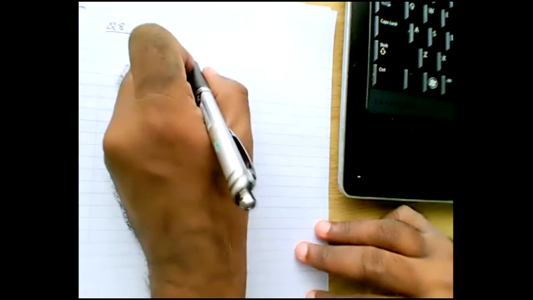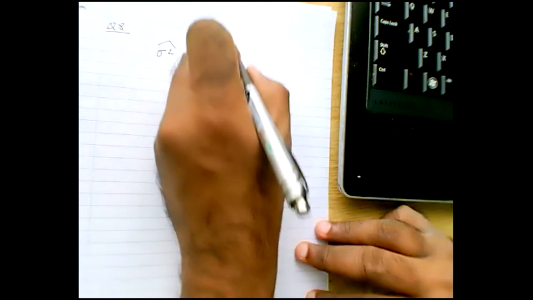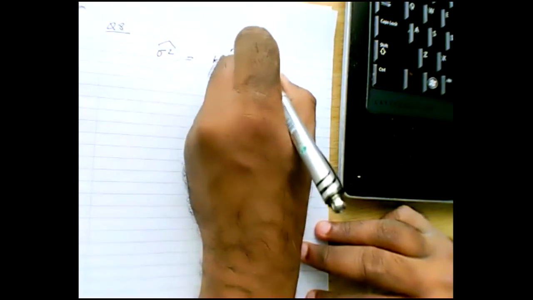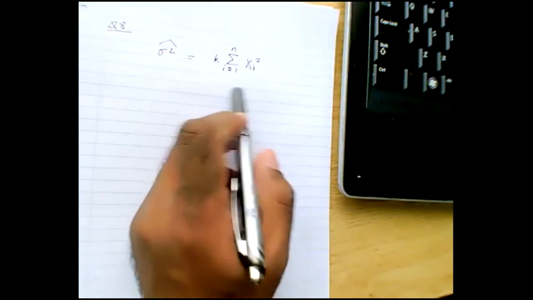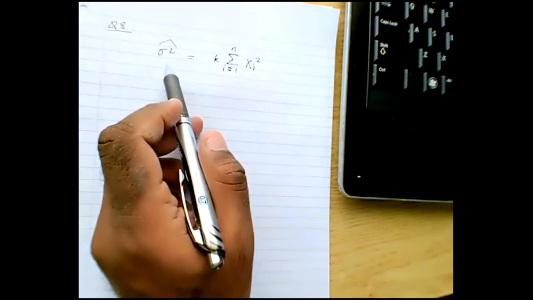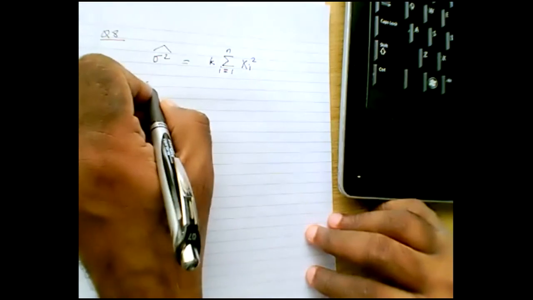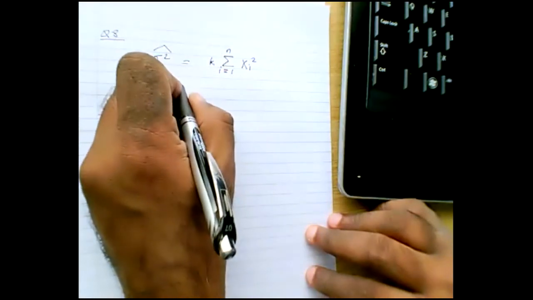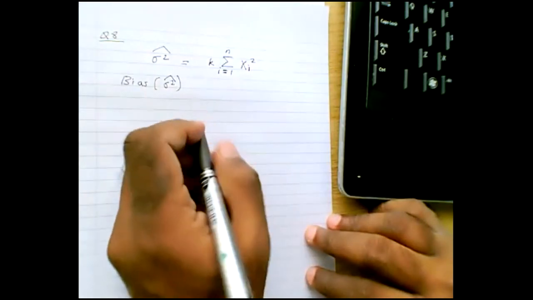So this is question 8. All right, so you have this estimator for sigma squared. Right, now k is a constant and we want to find k such that this estimator is unbiased for sigma squared, right? All right, now, so what you need to do is to find the bias, all right, and set this to 0 and then solve for k, right?